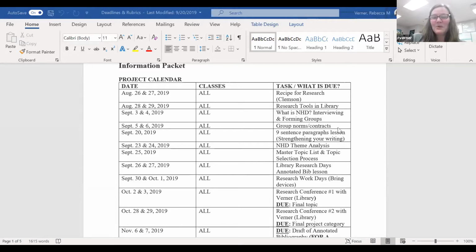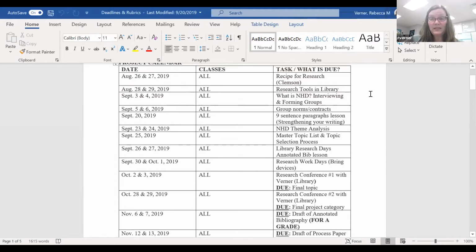Then once they have formed their groups, I have them create a contract. How are you going to resolve problems and issues that might arise? So what norms do you have for working with one another? And they will actually have to turn that contract into me.